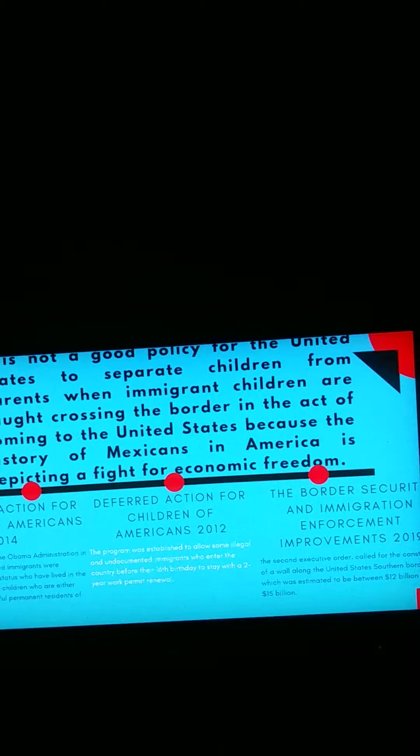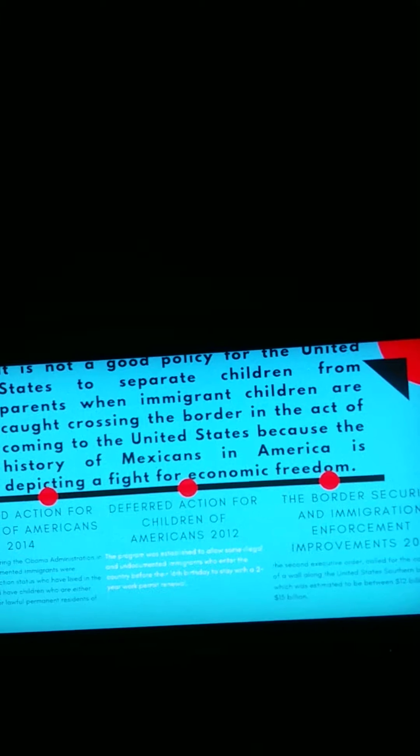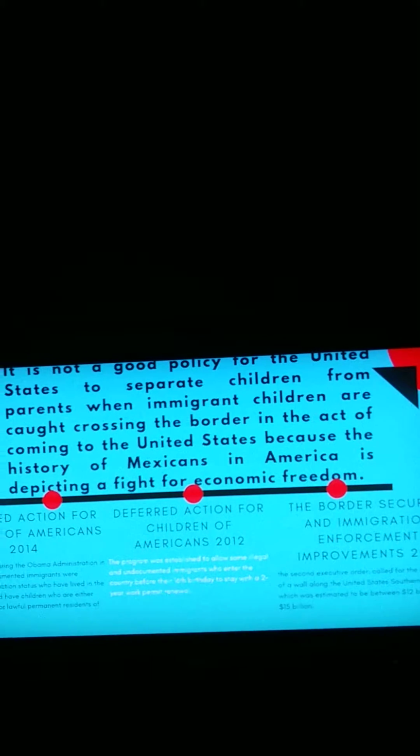And then he further made separating children from their parents acceptable by creating the Border Security and Immigration Enforcement Improvements in 2019. It is the second executive order that he created, and it called for the construction of a wall along the United States southern border, which was estimated to cost between $12 billion and $15 billion.